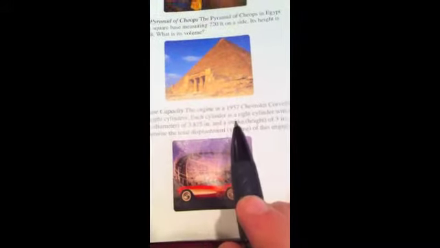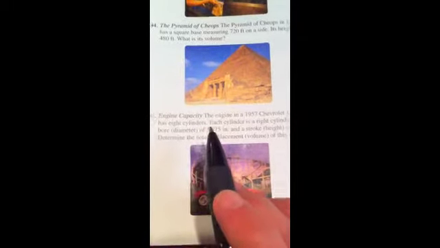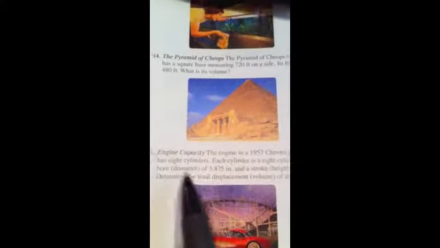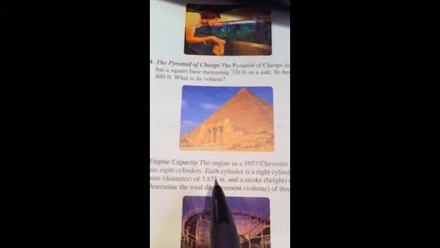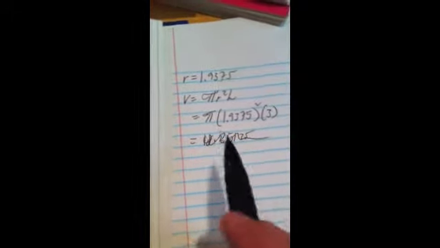Going to 45, they want the volume of the cylinder. The volume of the cylinder is pi times the radius squared times the height, but here they give you the diameter, so make sure you take that diameter and cut it in half to find your radius. So plugging everything in, the radius is going to be 1.9375, and your volume is pi times the radius squared times 3. Plug that into your calculator, you'll get the answer in the back.